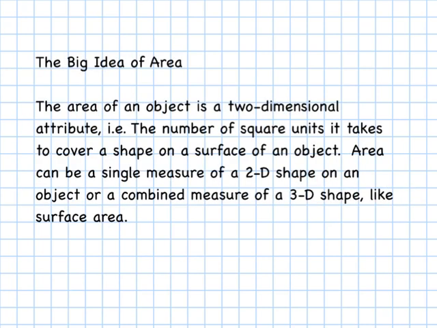Let's quickly review the big idea of area. The area of an object is a two-dimensional attribute, and those two dimensions are length and width. You should also remember that I've brought up the fact that area and multiplication go hand in hand.